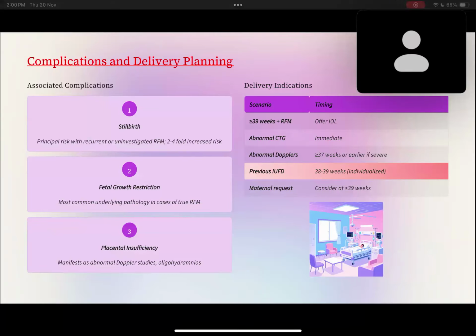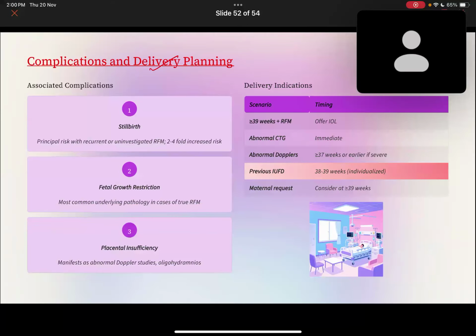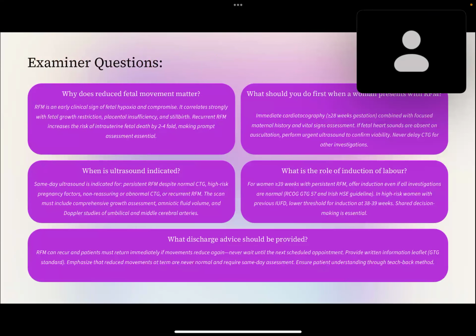This was when you were telling her the maternal and fetal risk factors, recurrence of the stillbirth. The cause can be growth restriction, so that's why you went for an ultrasound. And previously she had placental insufficiency, so you rule out these two things again on ultrasound. And this was our case. Previous IUFD, we managed her with induction. This is why it is important, because it is the first ever sign of fetal hypoxia and compromise.